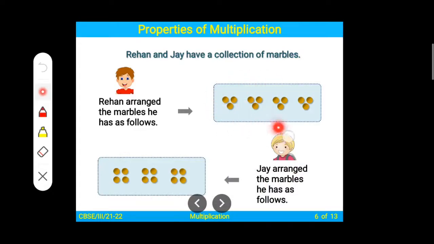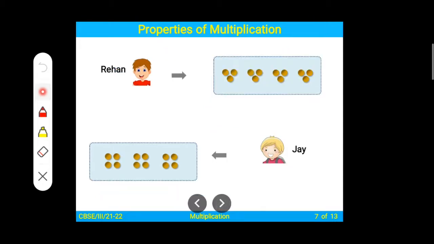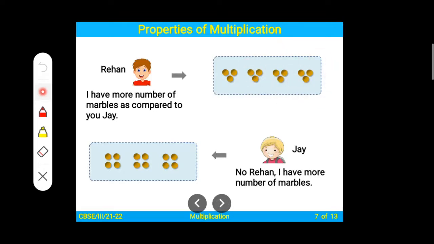Rehan makes 3-marble pairs and Jay makes 4-marble pairs. There are 3 pairs but 4 marbles in each. Rehan arranged the marbles with 3 in one pair, and there are 4 pairs. So now what will happen? Rehan said, I have more marbles than you, Jay, as I have 4 pairs. But now what does Jay say? No Rehan, I have more marbles as I have more in one pair.